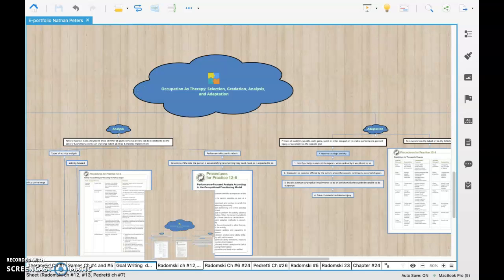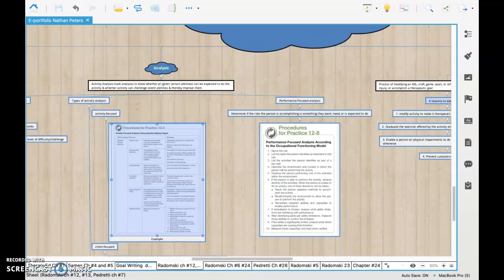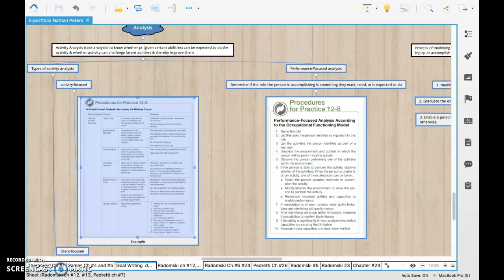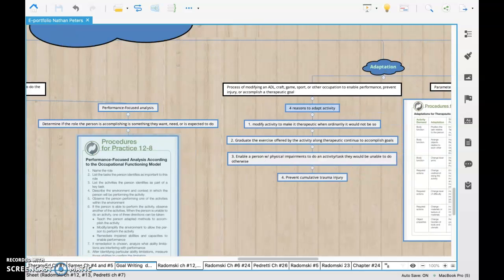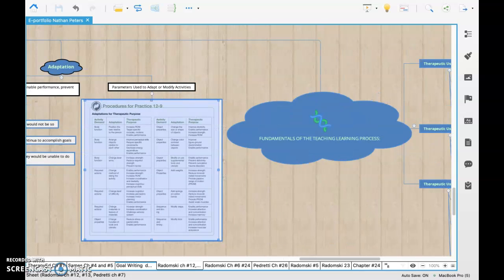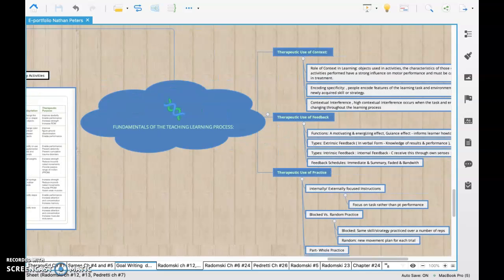All right, moving on to Radomski chapter 12, selection, gradation, analysis, and adaptation. Here it already breaks down the analysis, and these are taken from the Radomski chapter, so I can zoom in right here and see what that means for the activity focus analysis. I also like the adaptation. Adaptation is a big thing that our profession does, and it gives examples, boom, boom, boom, and then pictures.